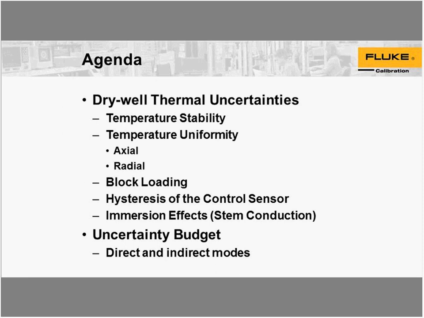We're going to talk about uncertainties, thermal uncertainties related to dry wells. These include temperature stability, and of course that spans all types of temperature sources, as does temperature uniformity, which for the purposes of this discussion we're going to break into axial and radial uniformity. Also, we're going to look at hysteresis of the control sensor, loading effects, and how those all relate to an uncertainty budget.